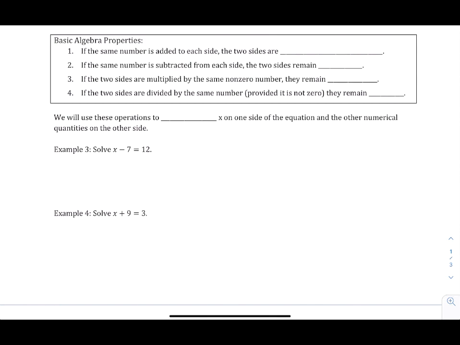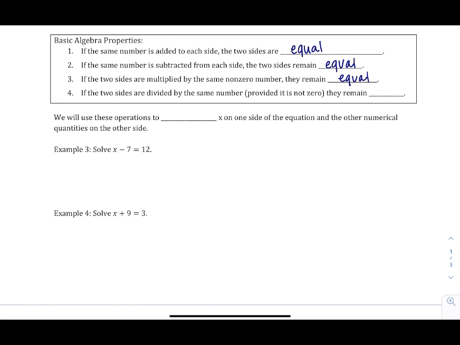There are some basic algebra properties that will ensure equality. If the same number is added to both sides of the equation, the two sides are going to stay equal. If the same number is subtracted from each side, the two sides will stay equal. If two sides are multiplied by the same non-zero number, they will stay equal.